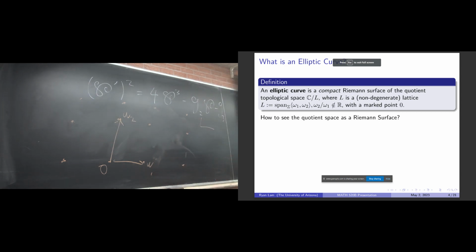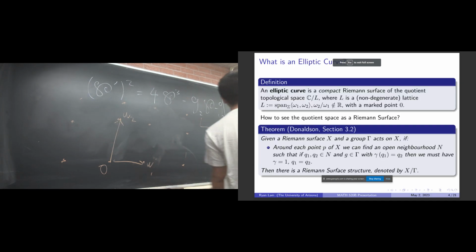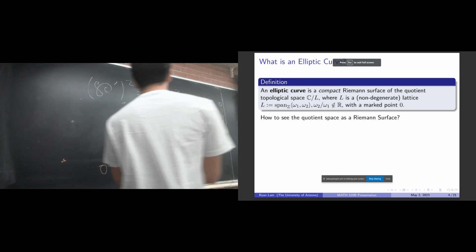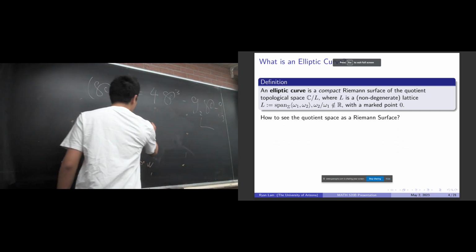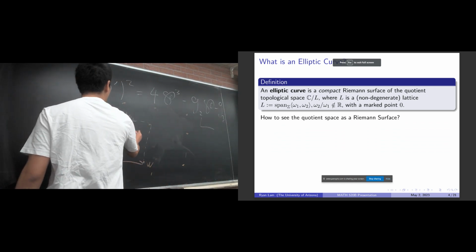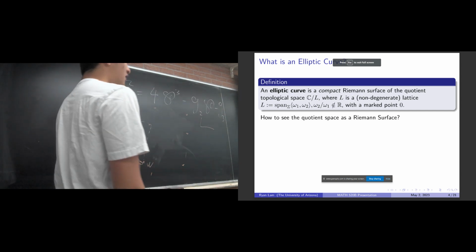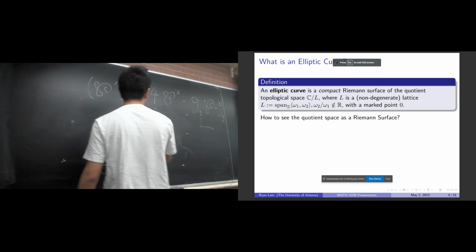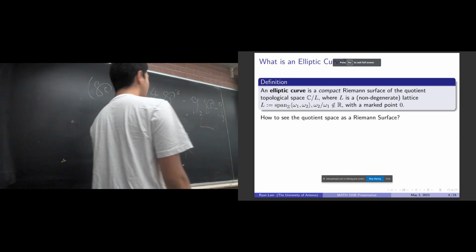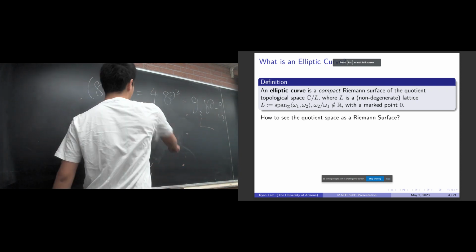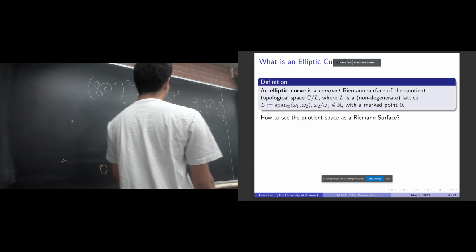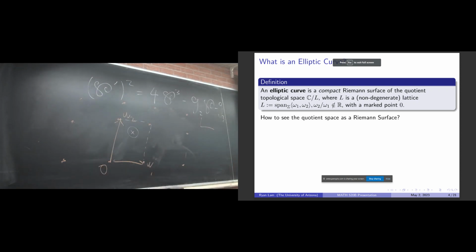So how do we see this as a Riemann surface? We just consider this parallelogram, and for every point in the parallelogram, we choose a neighborhood small enough that it is included in the complex plane. That would be our chart.